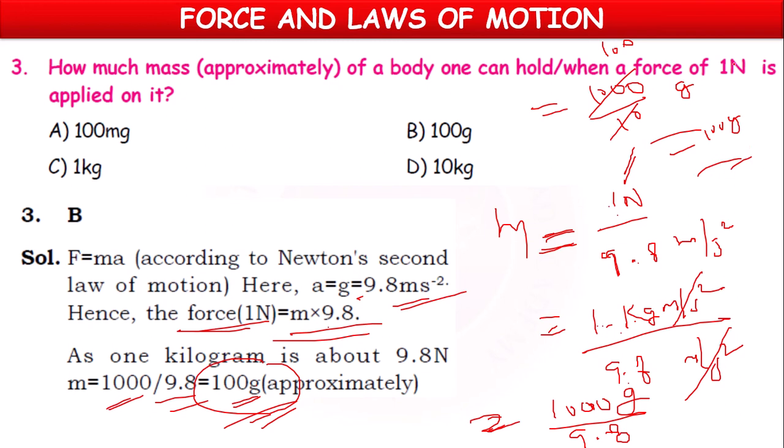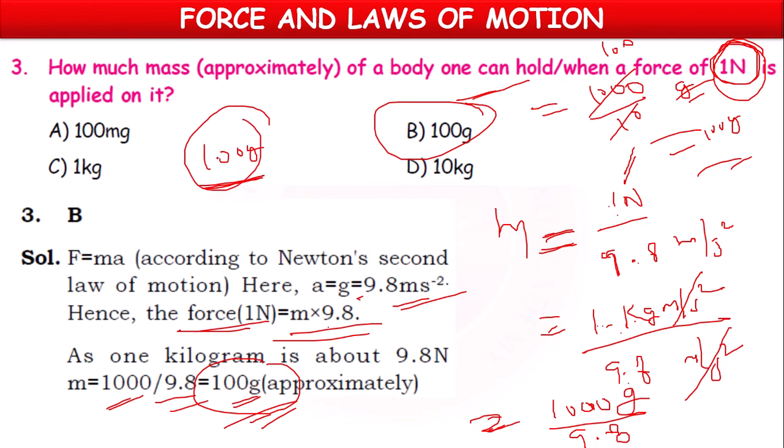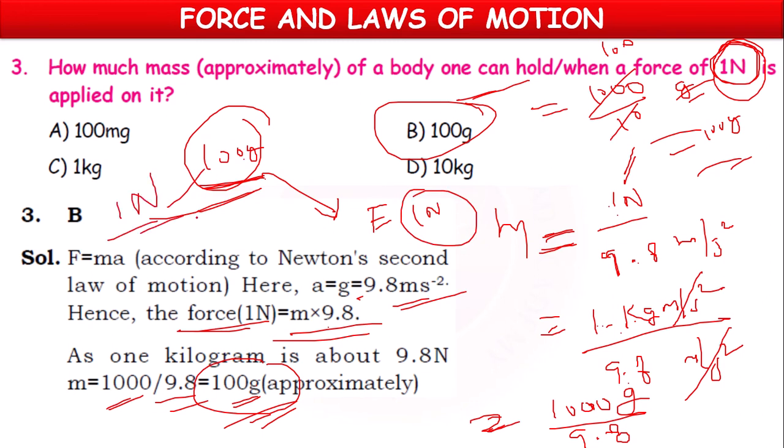So when a force of 1 Newton is applied, it means indirectly one can hold a mass of 100 grams. If we hold a mass of 100 grams, then the force acting on that mass will be 1 Newton, or the weight of that body will be 1 Newton. So option B is correct.